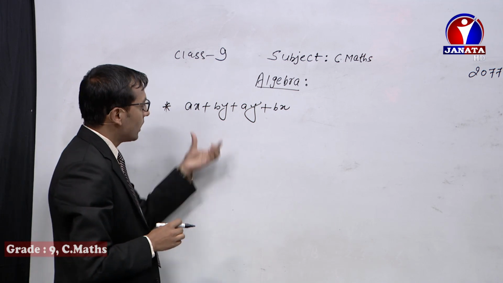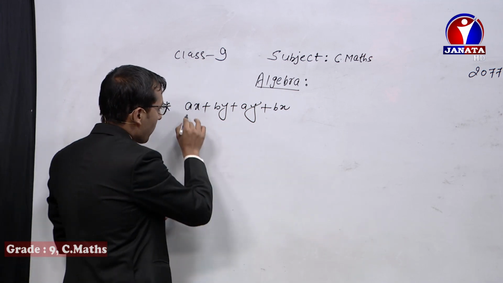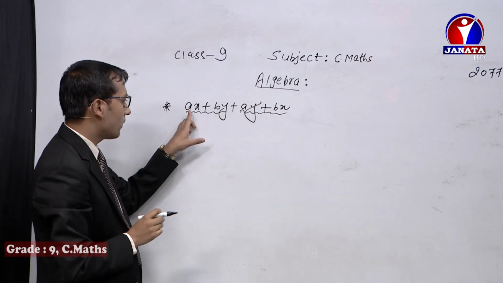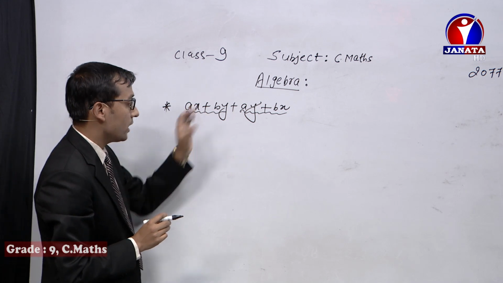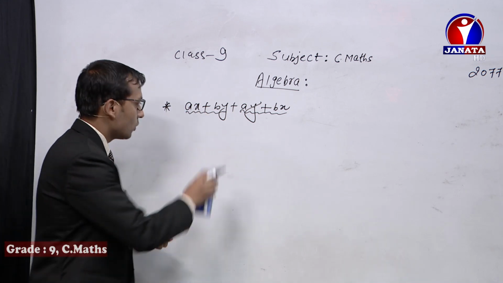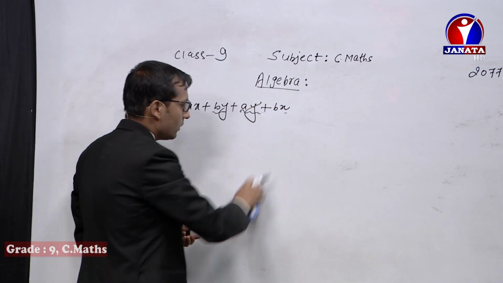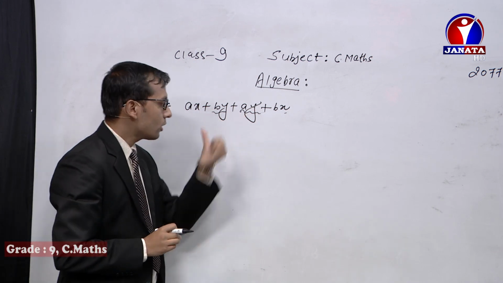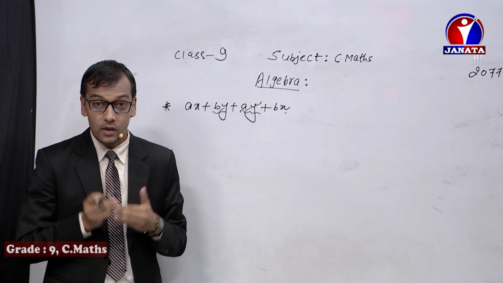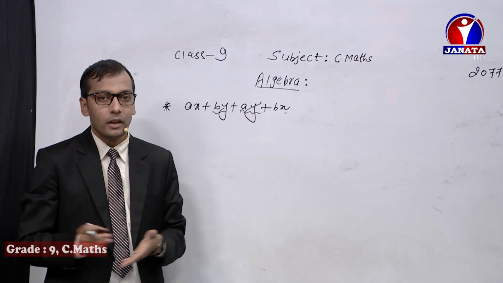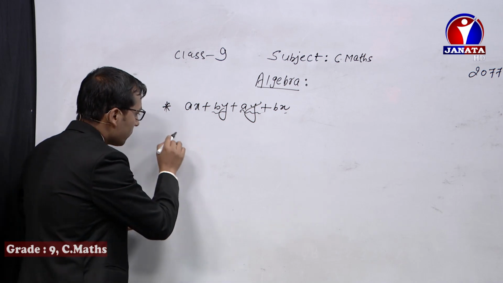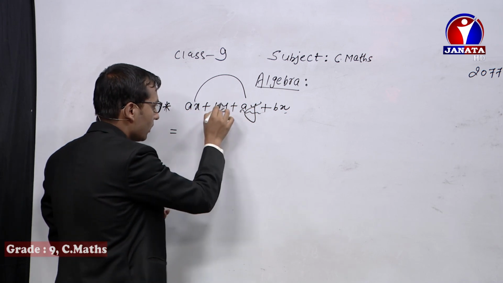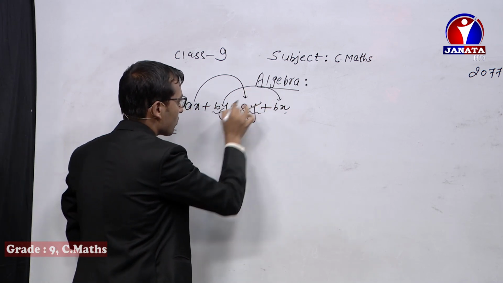That means if we try to take common from the first and second term, like ax plus by, nothing is common. So in this case, we will rearrange in a suitable group. We need to rearrange these 4 terms in suitable groups such that every group has a common factor. So let's try to rearrange. If we put the first and third term together, and the second and fourth term, let's try what we will get.